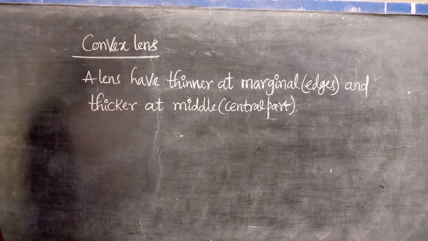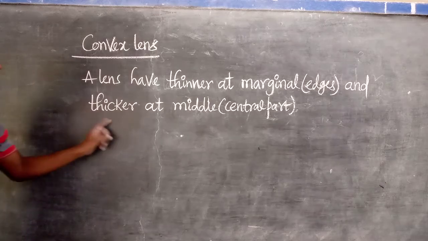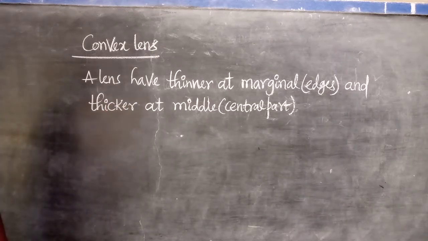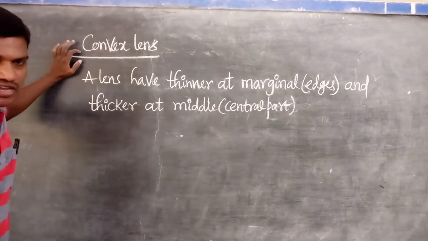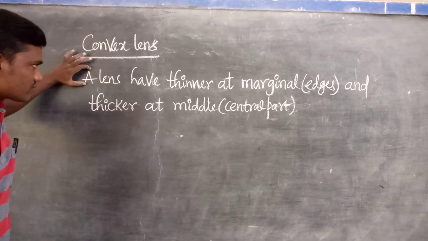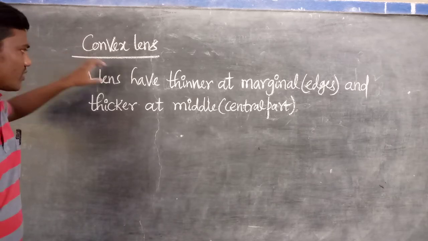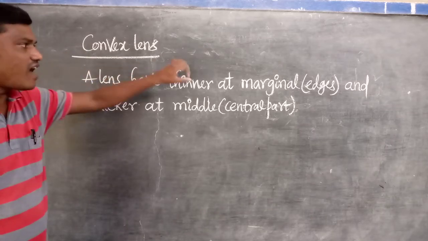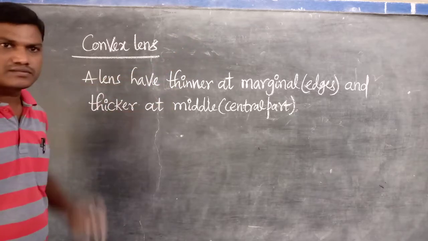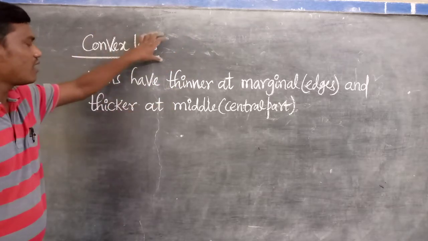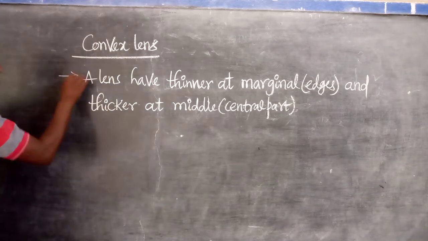Thinner at marginal or edges and thicker at middle or central part. That lens we are called which lens? Convex lens. Listen very carefully. A lens have thinner at marginal and thicker at the middle. That type of lenses we are called convex lens.